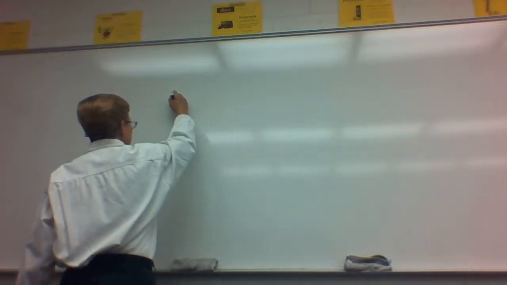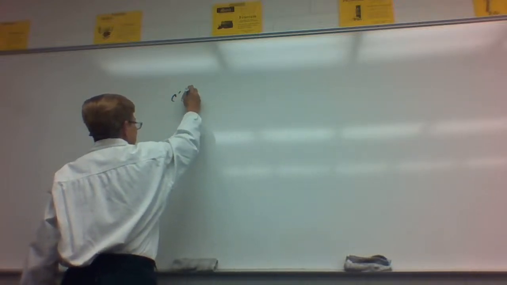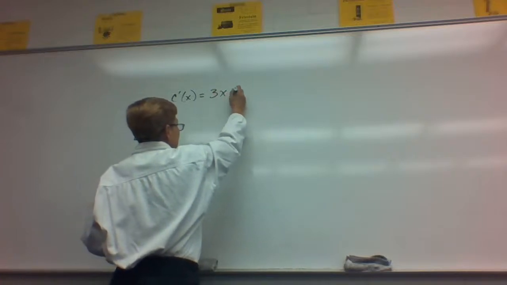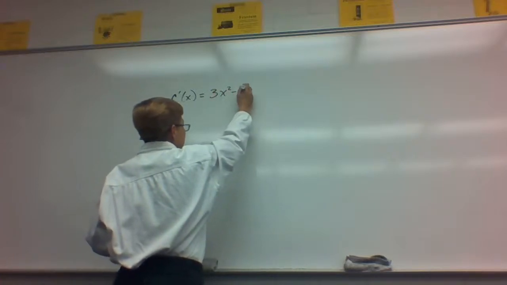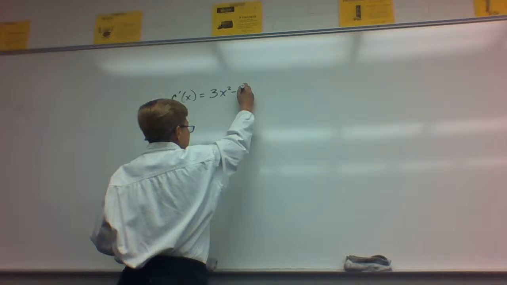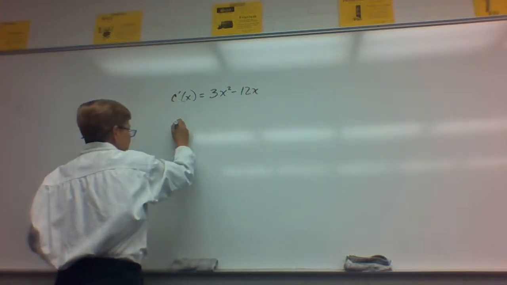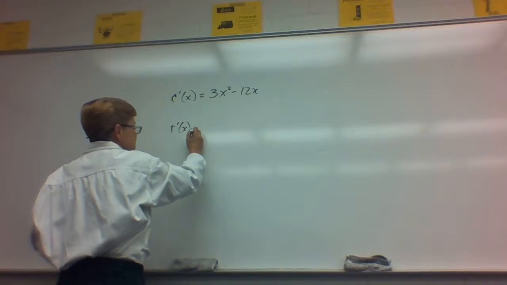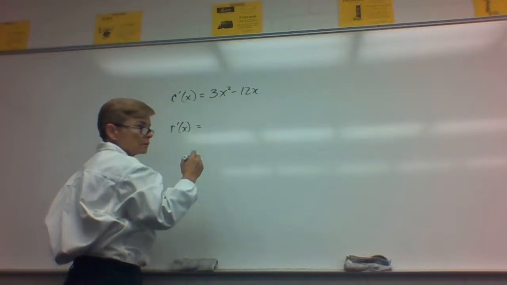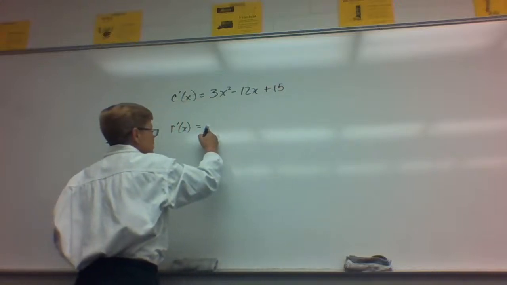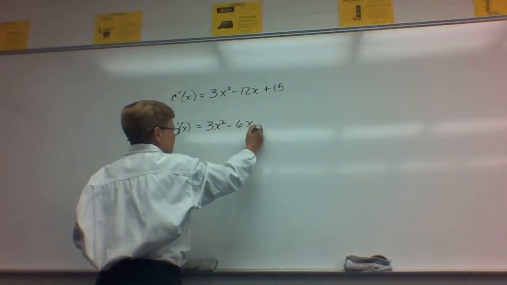What is the marginal cost for this? It's C prime of X. 3x squared minus 12x, plus what? Okay, what's R of X? R prime of X. Oh, I need a 15, because that is an X term. Okay, what's this one? Marginal revenue. 3x squared minus 6x plus 12.